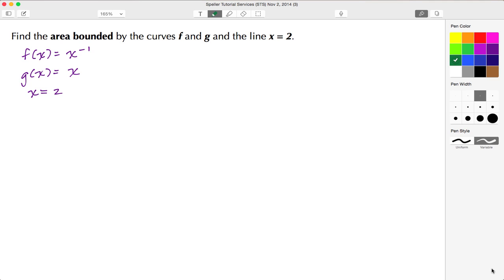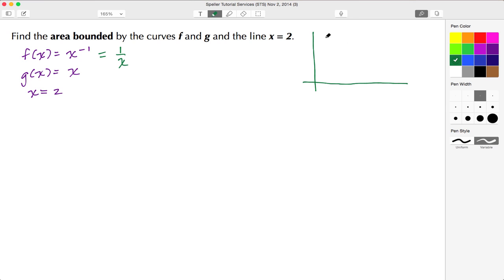Welcome back to STS. In today's video, we're going to find the area bounded by the curves f and g and the line x equals 2. Here, as we look at function f, we see that there is a reciprocal function, 1 over x. We see that function g is just a line that goes through the origin, and we see that x equals 2 is a vertical line going through the x-axis at position 2.